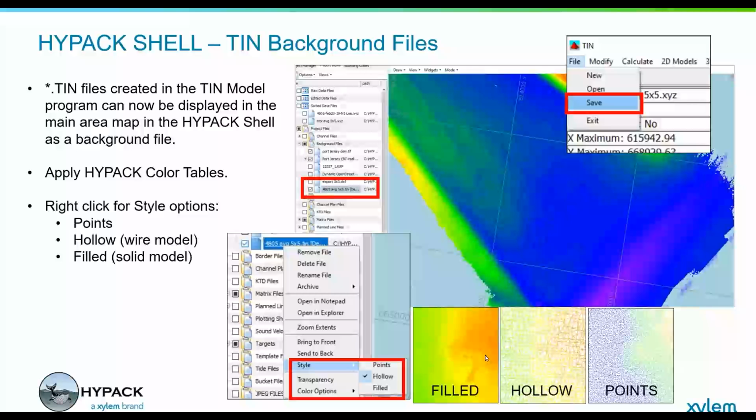A TIN is essentially just a HYPACK proprietary 3D model. When you load up data into TIN Model, you have the opportunity to save it, so you don't have to regenerate your TIN all the time. So somebody suggested, hey, why don't you draw that as a background file? It's a good idea, so we added it to the background files.